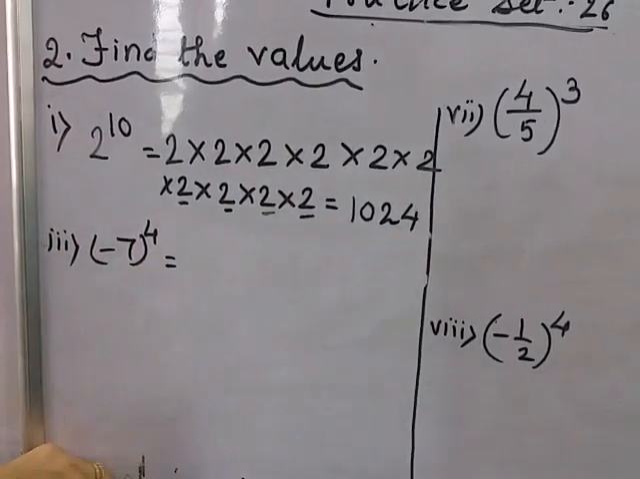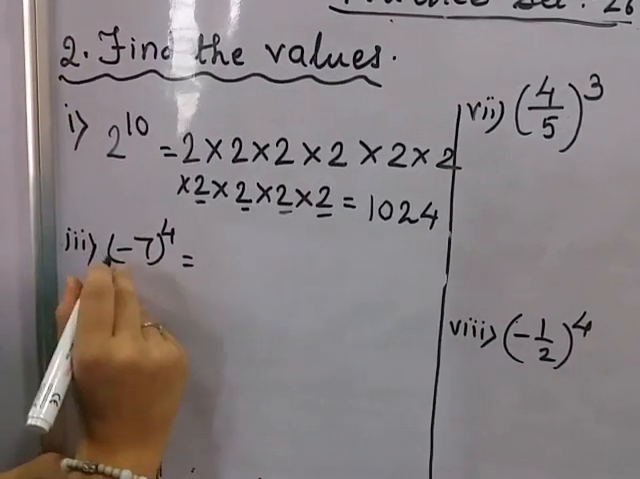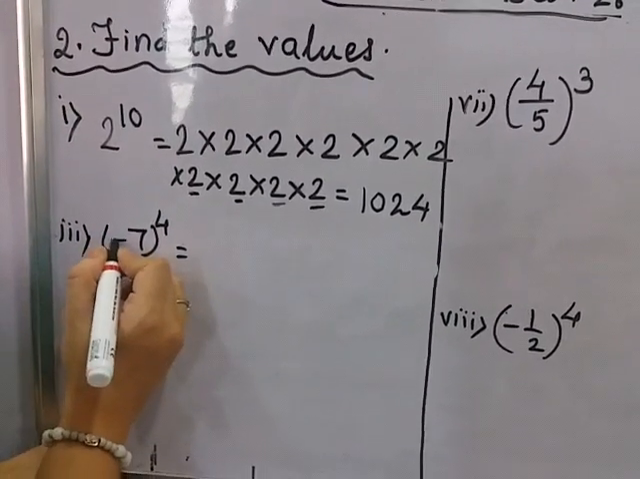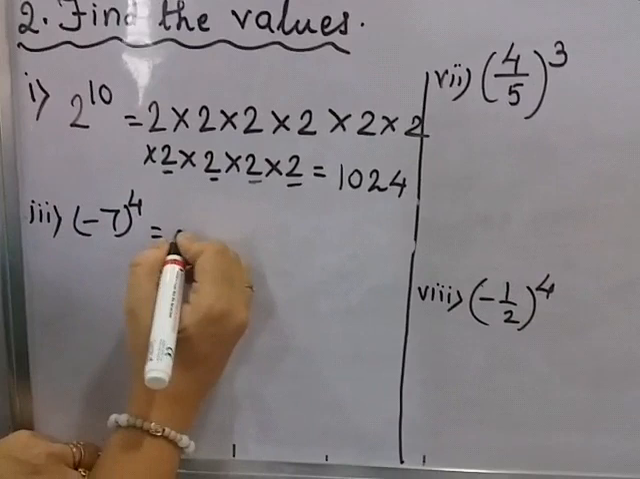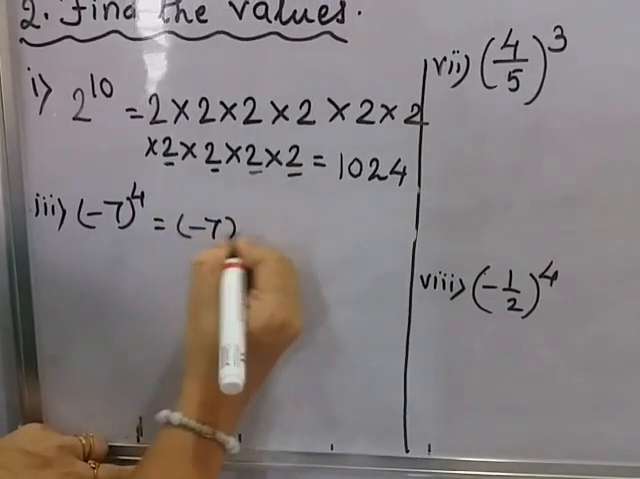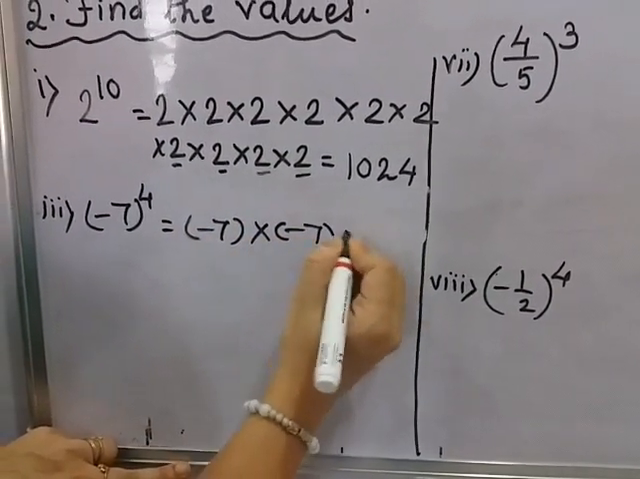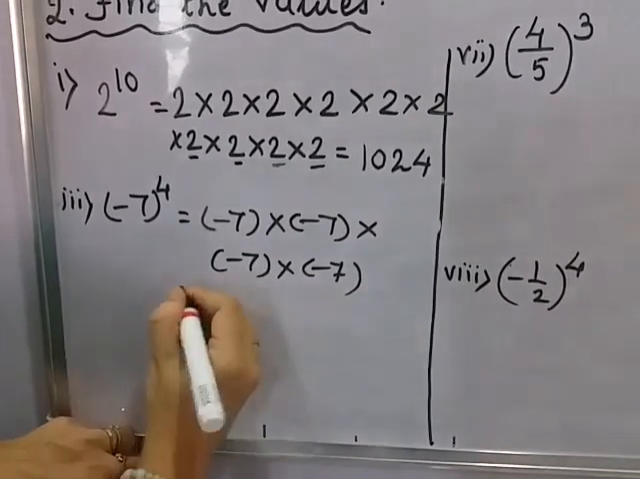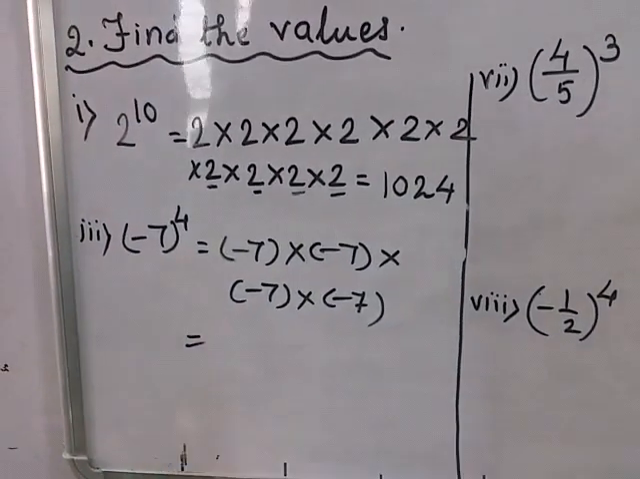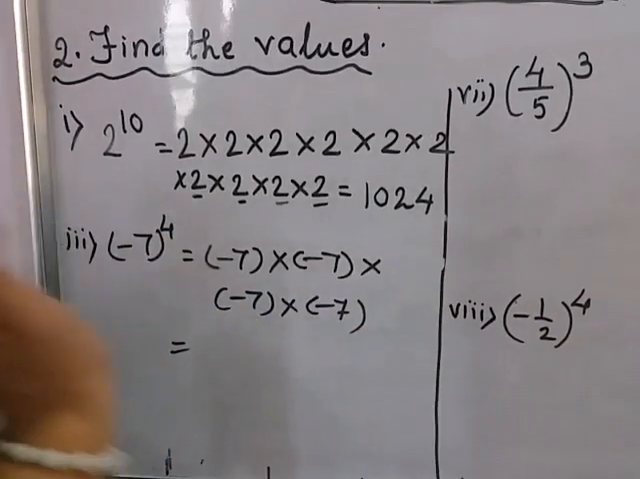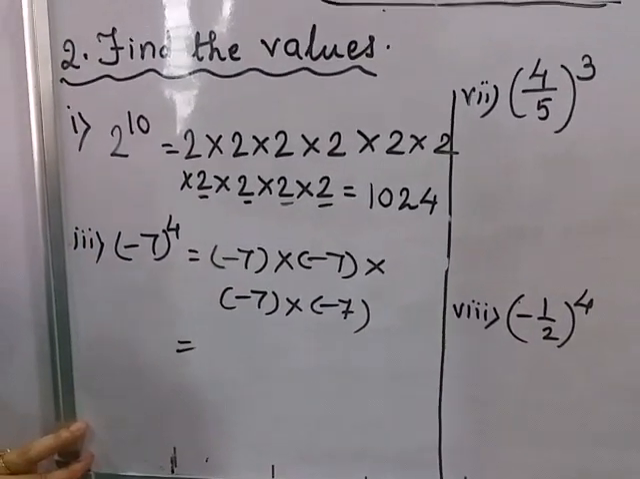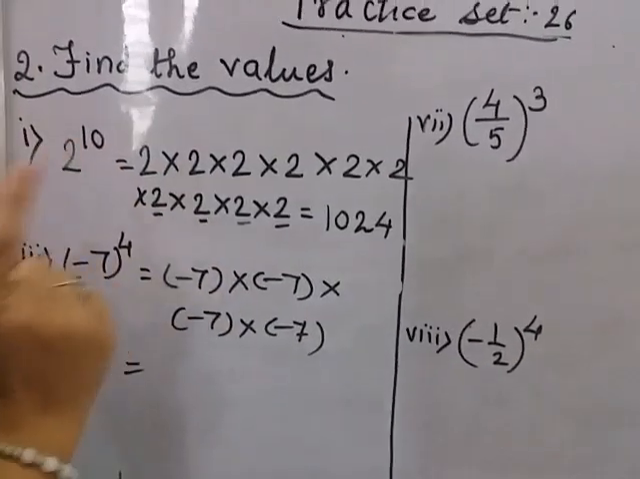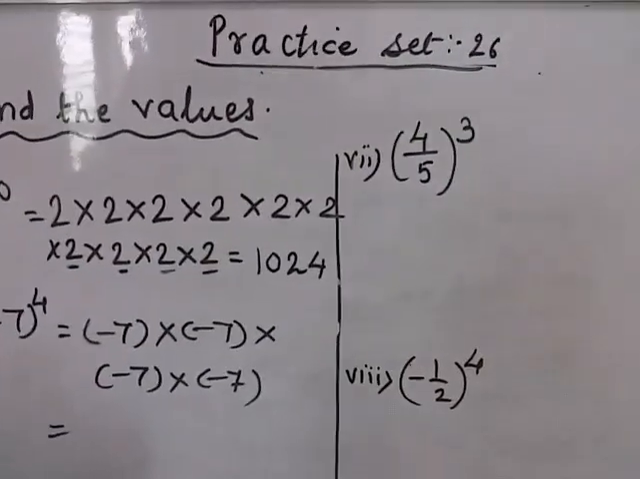Now let's take the next one. You are going to find out the value of negative 7 raised to 4. There is a possibility that the base will be negative, but the index is compulsorily a positive number. So you are going to write down negative 7 for 4 times. Okay. So now let's multiply. First remember what I told you earlier, that if the index is an even number, we are going to get the answer positive.